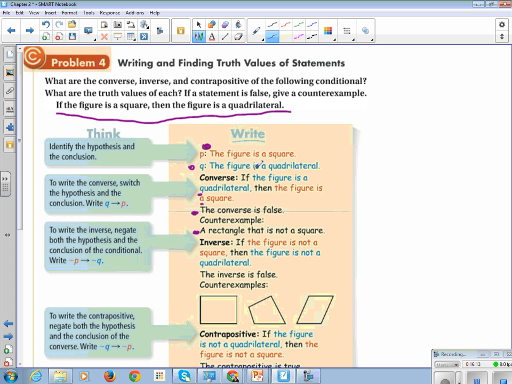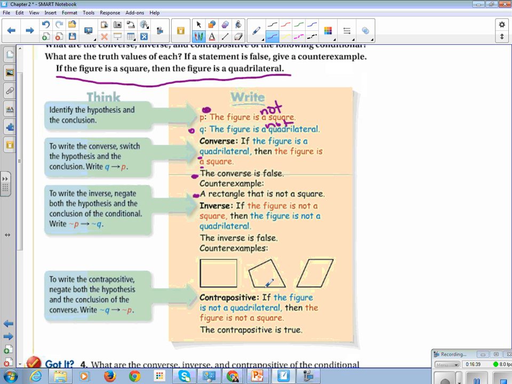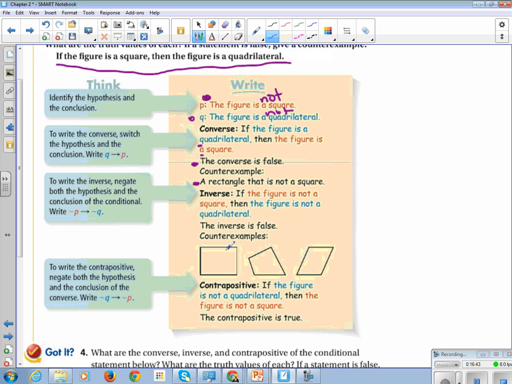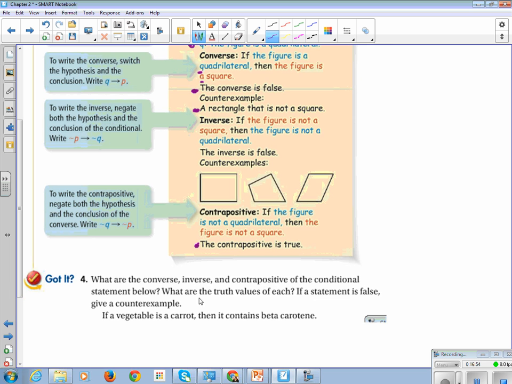The inverse is when we use the same order, but we just put not. So the inverse is if the figure is not a square, then the figure is not a quadrilateral. The inverse is false because check out these examples. This is not a square, but it is a quadrilateral for sure. So use this trapezoid, the parallelogram, and the rectangle. All right, the contrapositive is if the figure is not a quadrilateral, then the figure is not a square. Absolutely true. If it doesn't have 4 sides, there's no way it can be a square.